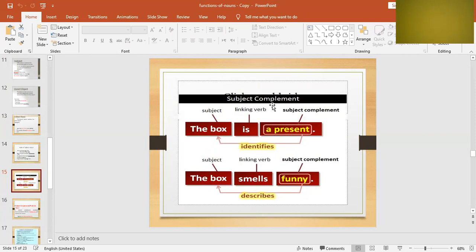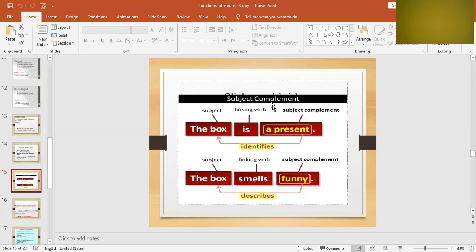A tomato is a vegetable. What is a tomato? A man is a male human being. What is a man? A male human being. A woman is a female human being. What is a woman? So it explains what the subject is. A flower is a plant. What is a flower? It is a plant. So a subject complement completes the idea about the subject or explains what the subject is.